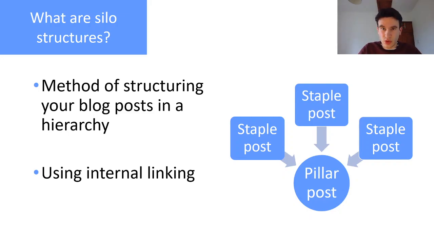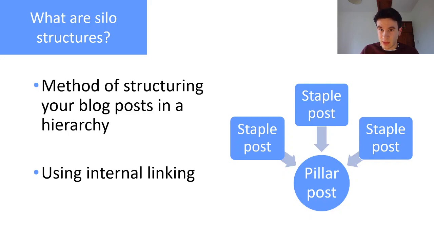So the way silo structures work is you start off with a topic you want to talk about on your site. So this is your silo topic. At the top of the hierarchy you have a pillar post, which is a long, detailed piece of content about that topic. That can be targeting more of a higher competition keyword or a higher search volume keyword. And then underneath that and supporting that pillar post you have your staple posts, which all link using internal links to your pillar post. These staple posts will be about subtopics within the main silo topic.